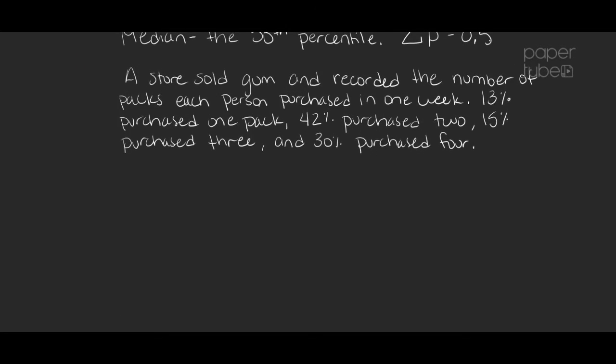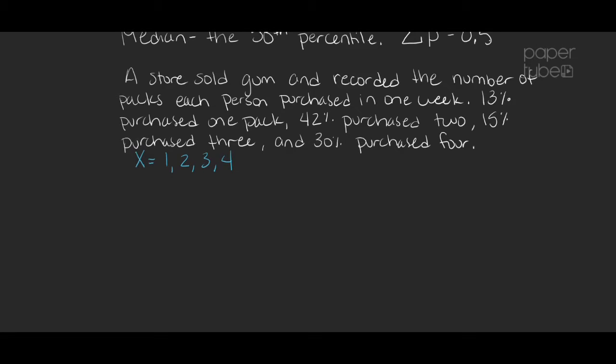Here's an example of a problem that we can try out, making our frequency table and finding the mode and the median. So we have a store that sold gum and recorded the number of packs each person purchased in 1 week. 13% purchased 1 pack, 42% purchased 2, 15% purchased 3, and 30% purchased 4. So the first thing we want to do is establish all the values that x can take on. So x can be either 1, 2, 3, or 4. I assume that they didn't record somebody if they didn't purchase gum.